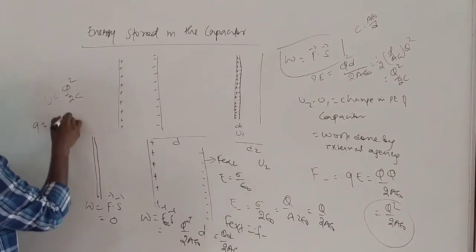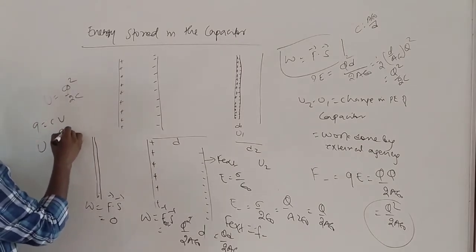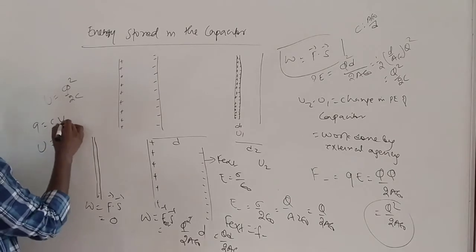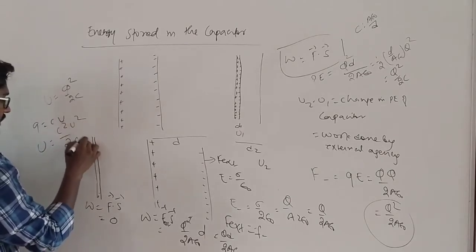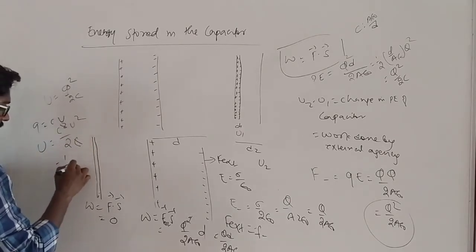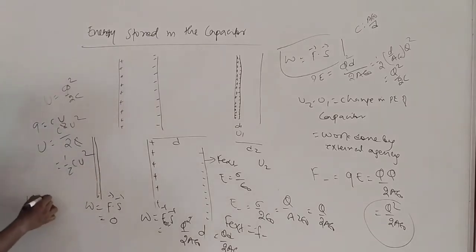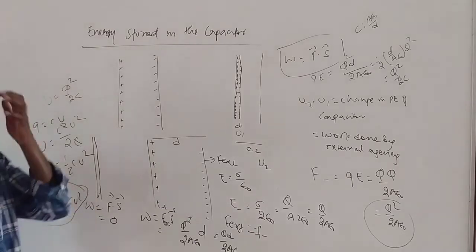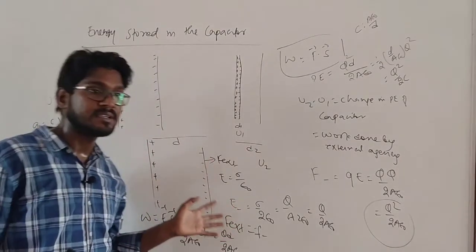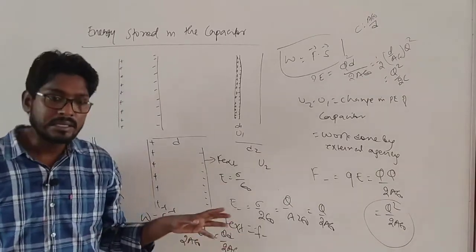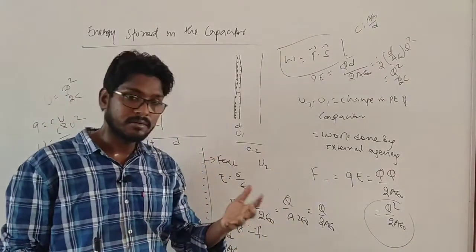Or you can also write that Q is equal to CV, so putting Q inside, U is equal to Q, C square V square upon 2C. C cancels with C, leaving 1 upon 2 C V square. That is, potential energy is equal to Q square upon 2C is equal to 1 upon 2 CV square. Clear? So this is the formula of potential energy of the capacitor.